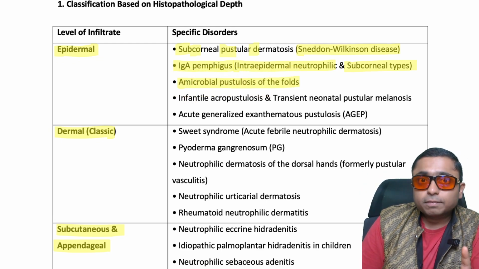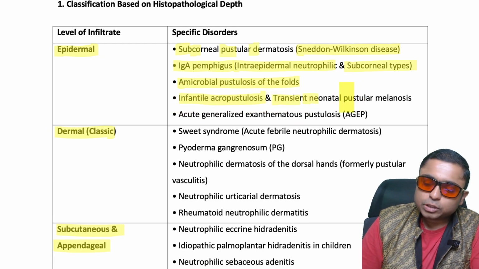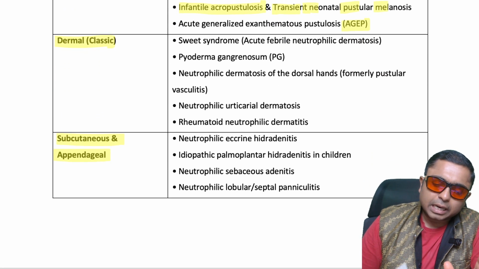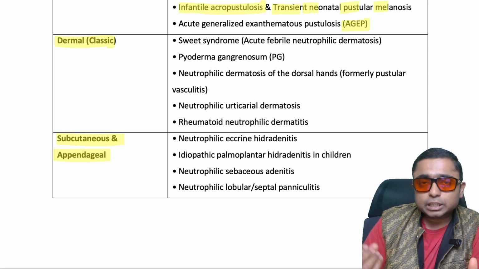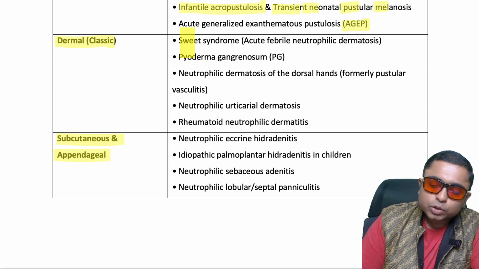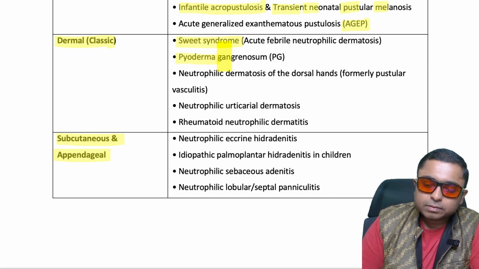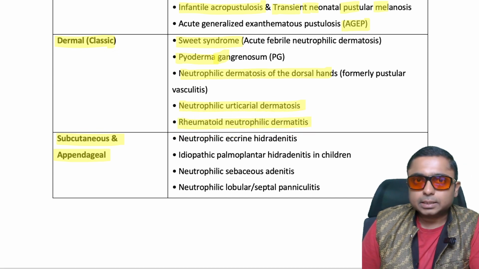Amicrobial pustulosis of the folds, that is the skin folds, infantile acropustulosis, transient neonatal pustular melanosis, TNPM, and AGEP, acute generalized exanthematous pustulosis. And if the collection is in the dermis, which is the classic variety, usually in neutrophilic dermatosis the collection will be present in the dermis, right? So we have Sweet syndrome, which is acute febrile neutrophilic dermatosis, and also PG, pyoderma gangrenosum, neutrophilic dermatosis of the dorsal hands, neutrophilic urticarial dermatosis, and rheumatoid neutrophilic dermatitis, right?